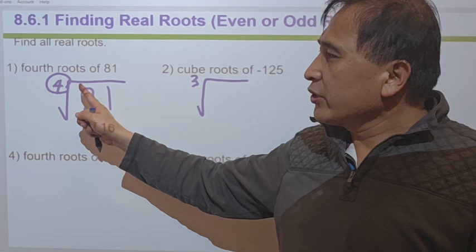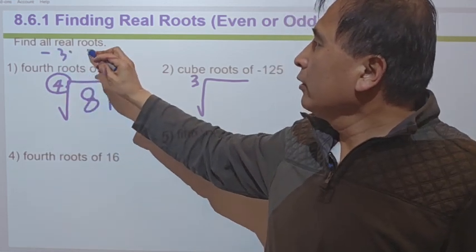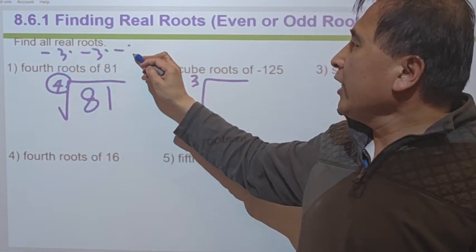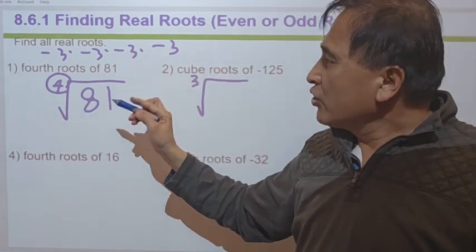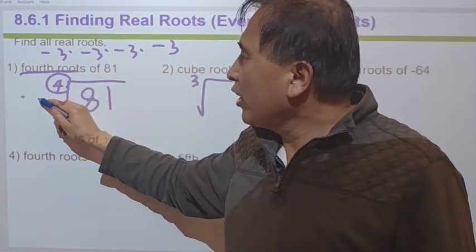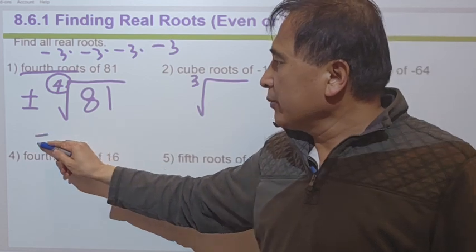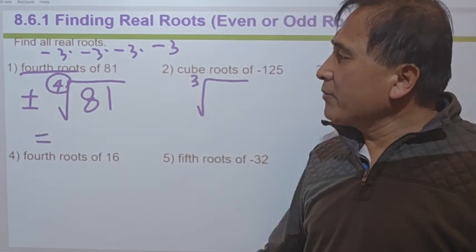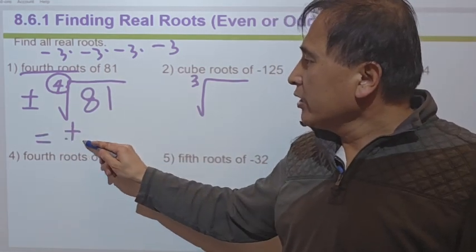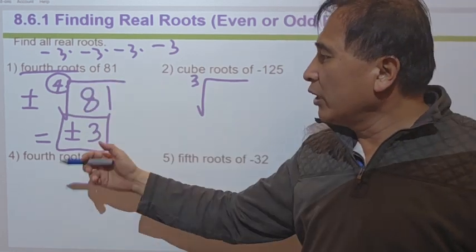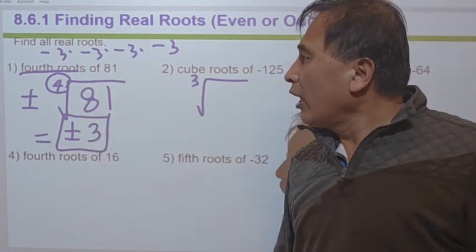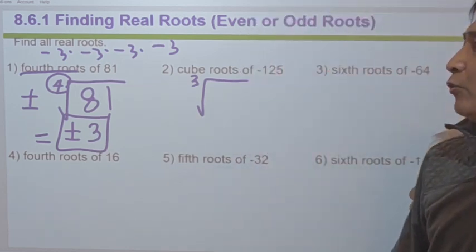But negative 3 also: negative 3 multiplied 4 times, any negative number multiplied an even number of times becomes positive. So with even roots you always have plus or minus. So 3 multiplied 4 times is 81, that's right, and it becomes plus or minus 3. Plus 3 multiplied 4 times is 81, minus 3 multiplied 4 times also gives positive 81.